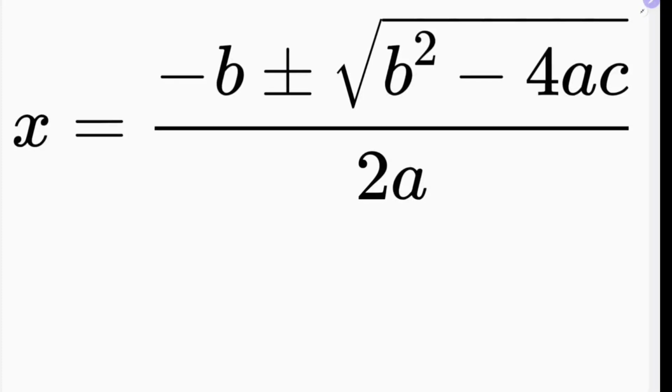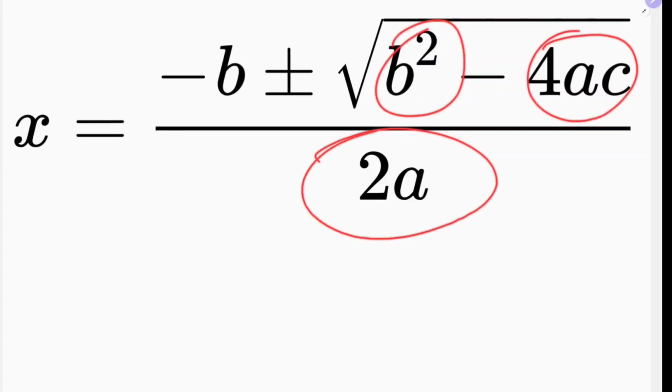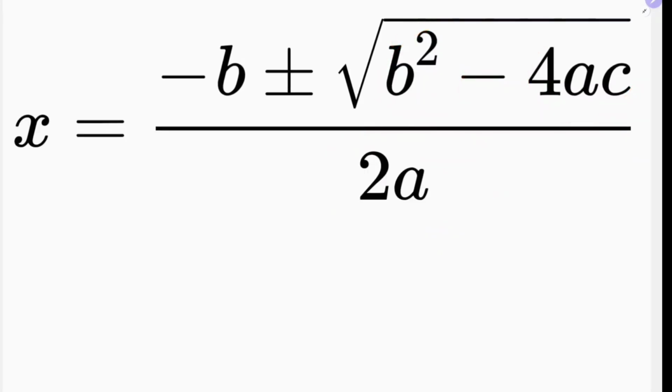Today I'm going to be showing you where this quadratic equation came from. I'm going to be proving it to you, making it very simple, where x is equal to negative b plus or minus the square root of b squared minus 4ac, all divided by 2a. So we're just going to dive straight into trying to prove this.